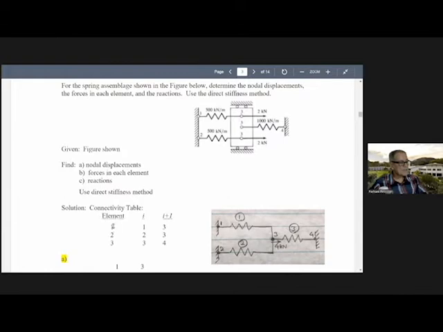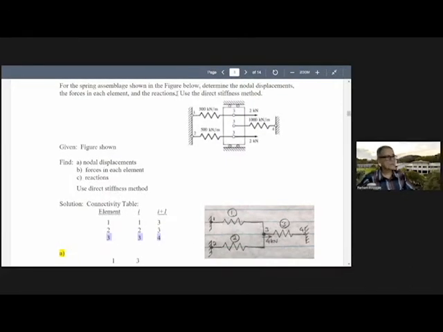So here, element 1 goes from node 1 to 3. Element 2 goes from node 2 to 3. Element 3 goes from node 3 to 4. Write it down. So 4 nodes, I'm sorry, 3 elements. This is called the connectivity table, our first step.